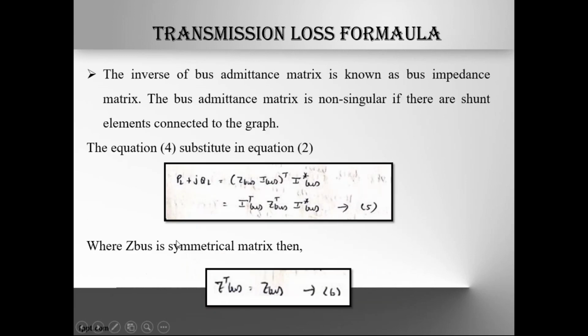So let me see what we'll get. That's right. So instead of using equation 4, substitute in equation 2, that is V bus equals Z bus into I bus. If you substitute here, then it becomes like this. So I'm applying that transformation. So finally, PL plus jQL equals I bus transpose Z bus transpose I conjugate bus.